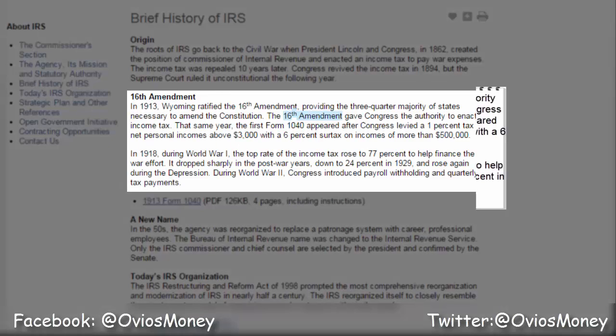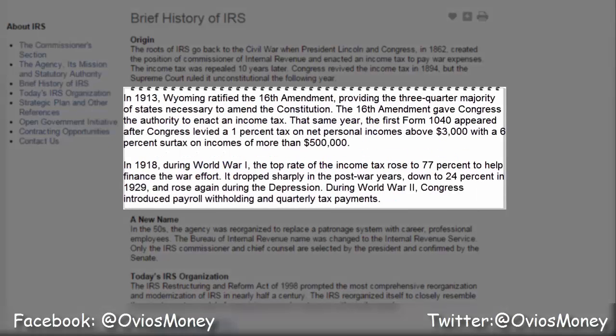16th Amendment. In 1913, Wyoming ratified the 16th Amendment, providing the three-quarter majority of states necessary to amend the Constitution. The 16th Amendment gave Congress the authority to enact an income tax. That same year, the first Form 1040 appeared after Congress levied a 1% tax on net personal incomes above $3,000 with a 6% surtax on incomes of more than $500,000.